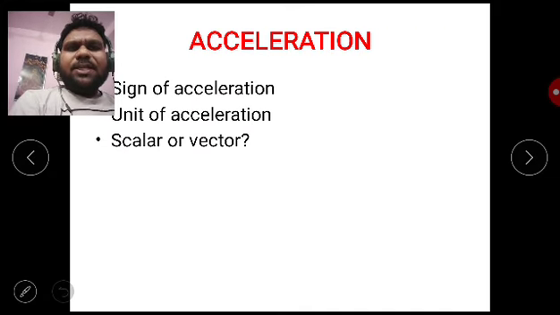So what is the sign of acceleration? Acceleration can be positive, negative, or zero as well. The unit of acceleration is meter per second square, and acceleration is a vector quantity. Why is it a vector quantity? Acceleration is a vector quantity because it has magnitude, it has direction, and it obeys vector algebra.